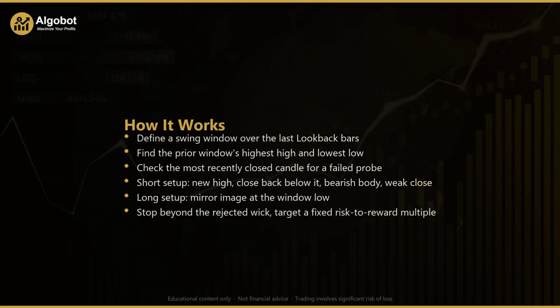Risk control is structural. On a long, the stop is placed just beyond the rejected probe low, with a small buffer measured as a fraction of the candle's range. The distance from entry to that stop becomes the defined risk.